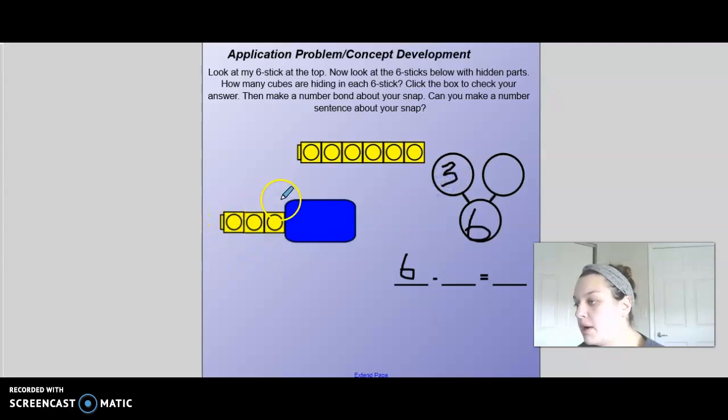So that's one of our parts. And then our other part we can see right here. So let's count it. 1, 2, 3. Okay. So we have 6 is 3 and 3. So 6 minus how many we're hiding? 3 equals how many are showing right here? 3.